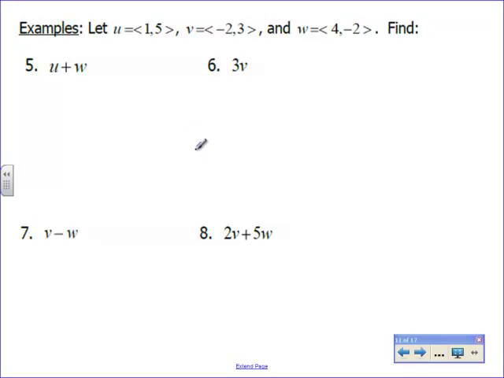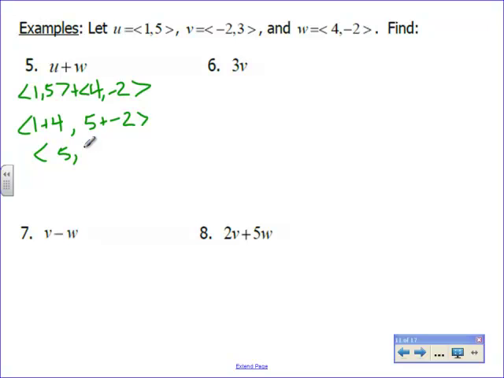This final set of examples, we get 3 different vectors and we're asked to do some operations. U plus w comes first. So u is 1, 5. We're adding w, which is 4, negative 2. We add the x parts together, 1 plus 4. And we add the y parts together, 5 plus negative 2. That's going to simplify to 5, 3 as my final answer as my vector.